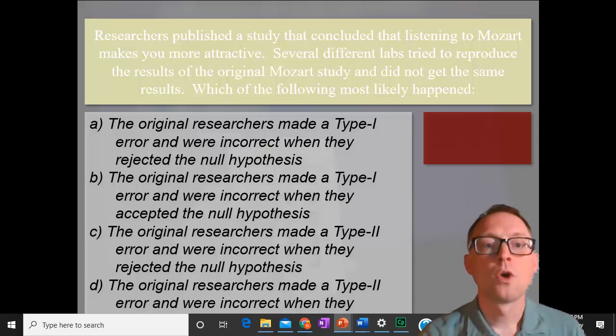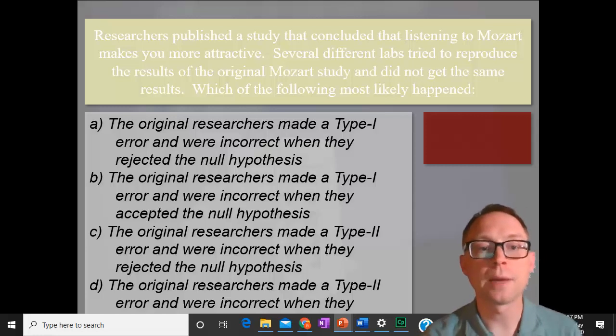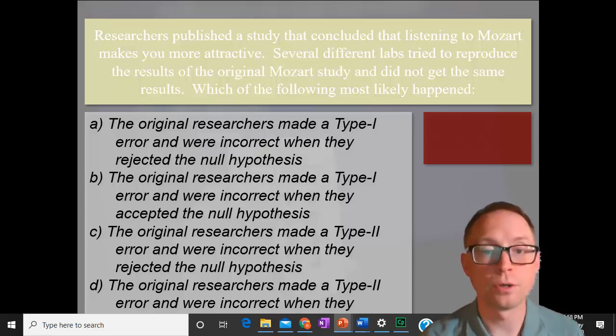All right? We know that they could have made a type 1 error, so A and B are possible. But we got to get the definition right. So A says the original researchers made a type 1 error and were incorrect when they rejected the null hypothesis. If that is the case, then A is the right answer. Meaning, if the null hypothesis is actually true, then they made a type 1 error. And since other labs tried to reproduce, they couldn't do it, it seems likely that A is the correct answer. The original researchers made a type 1 error and were incorrect when they rejected the null.